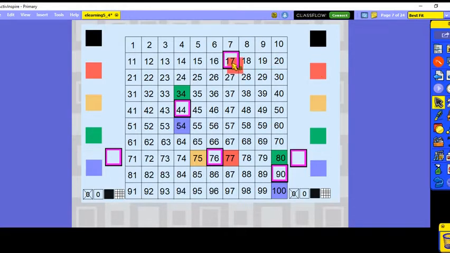Okay, now let's look at this number. A 1 and a 7 is 17. Okay, one more than 17, we just go forward one on the hundreds chart. One more than 17 is 18. Here's 17. One less than 17, we just go back one, is 16.